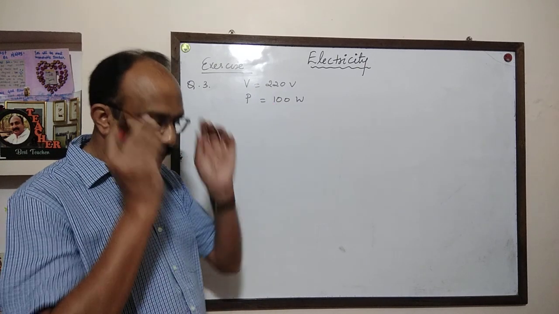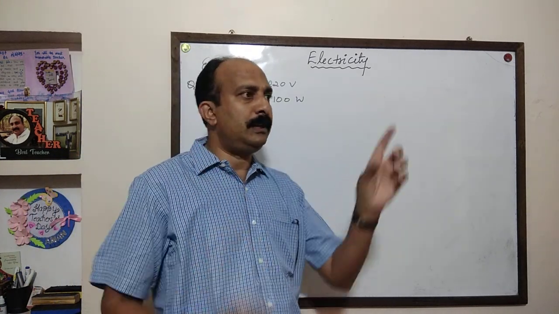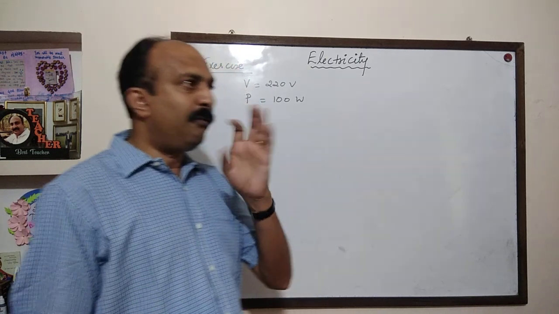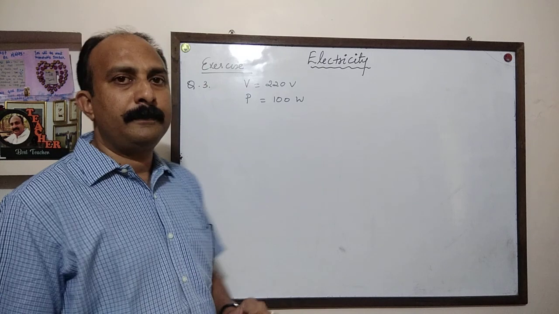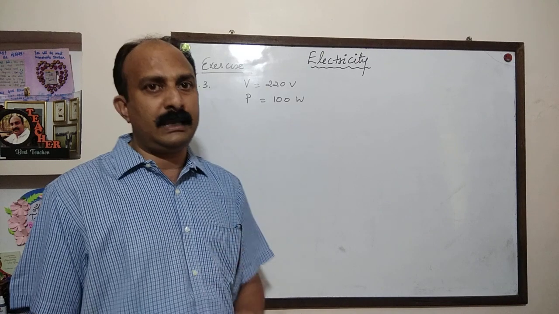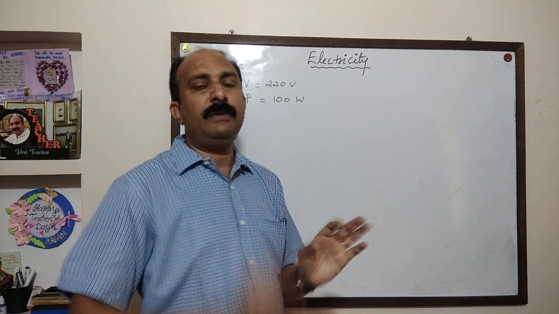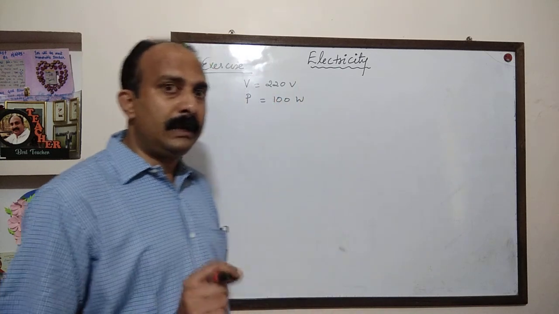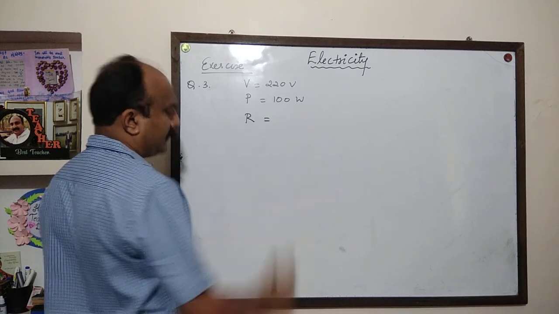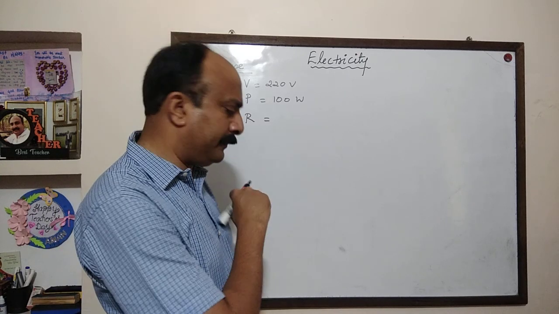Now let's see how to solve this question. We are given P and V. Now the same bulb is to be used in another supply line with 110 volt. So what will remain the same for this bulb? Its R will remain the same. The resistance of this bulb will remain the same, whether you use it in 220 volt or 110 volt or anywhere. So let us calculate R of this bulb.